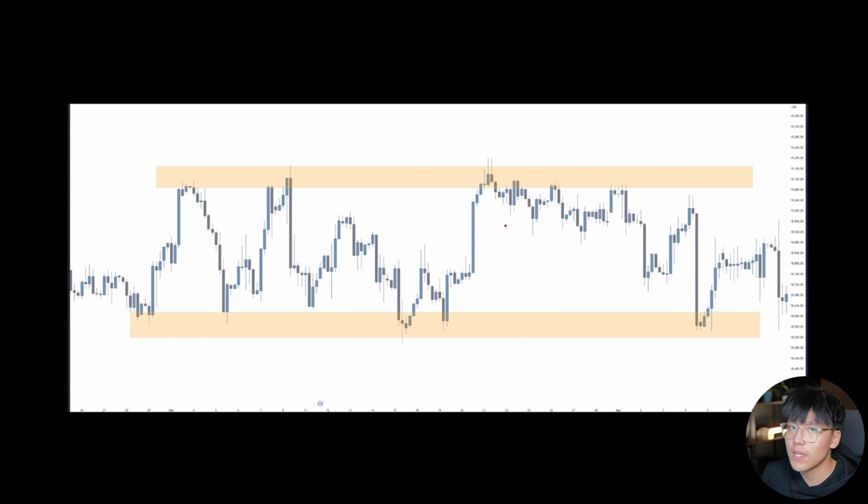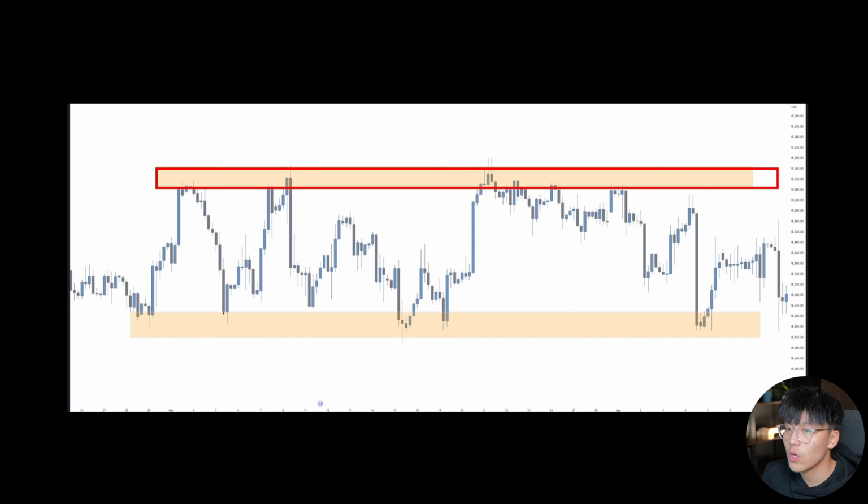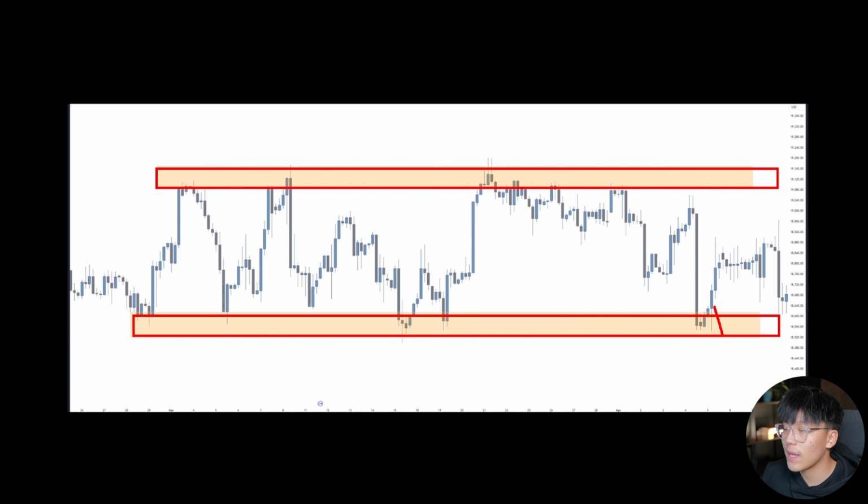As I mentioned, the only time I'm looking to play range liquidity is when price breaks outside of the range with strong displacement, and we either get that continued push towards the downside, retest, and continuation, or price breaks above, retests, and has that continuation back towards the upside.